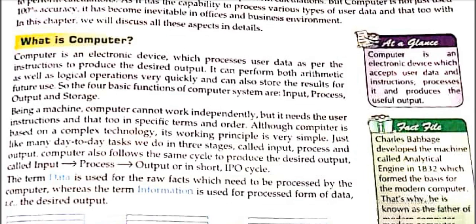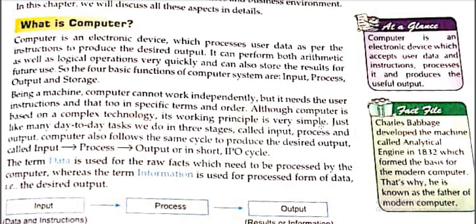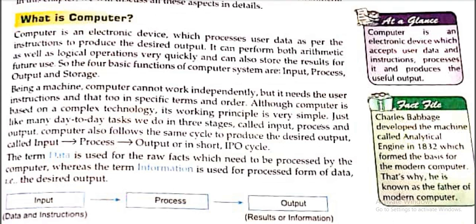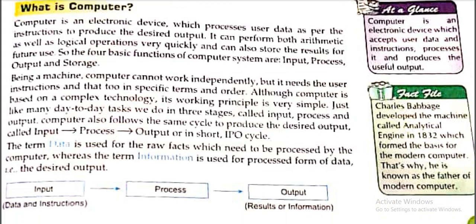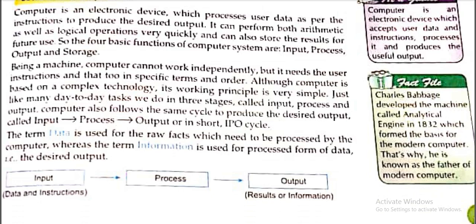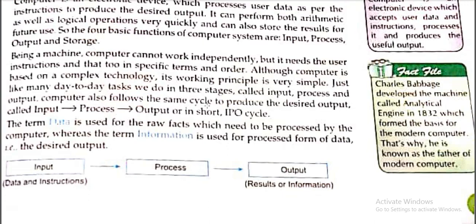Being a machine, a computer cannot work independently. That means the computer cannot work by itself. We need to have one operator who operates the computer. So the computer takes the instruction, and after that it gives the result. By this picture, it is very clear how the computer works. It takes the input, it processes it, and it gives output. This process is called the IPO cycle: input, processing, output.